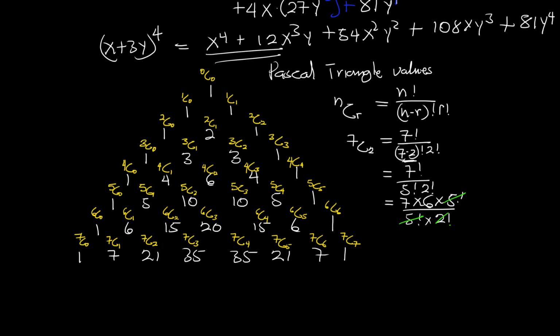We have 2 factorial, so 2 cancels this. We have 3. So this one gives us 7 times 3 is 21. Let's check the value 21 here, with 7 combination 2. And we see that this is 7 combination 2 and the value is 21.